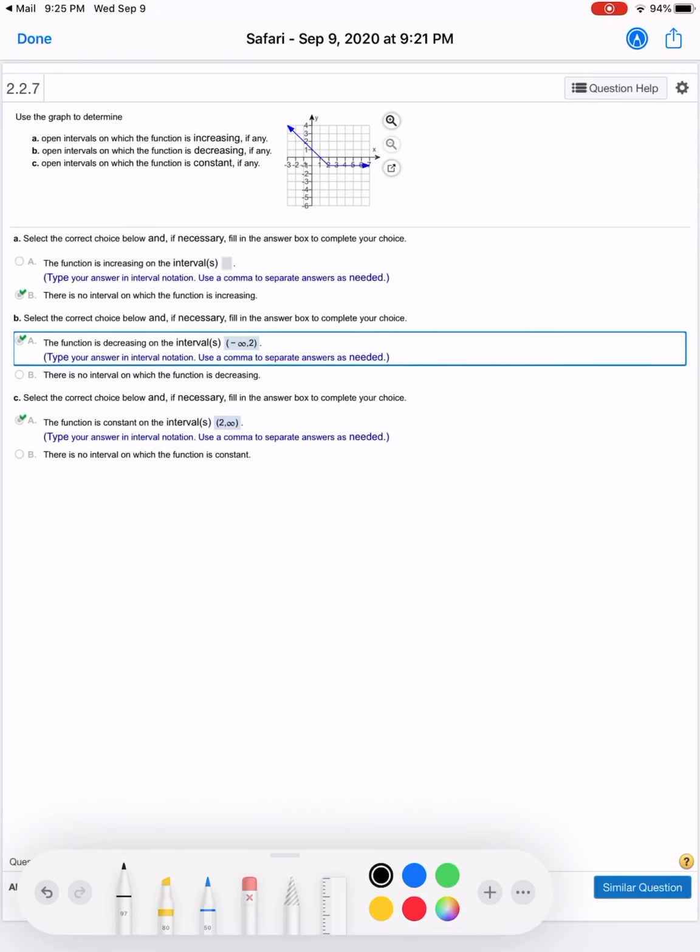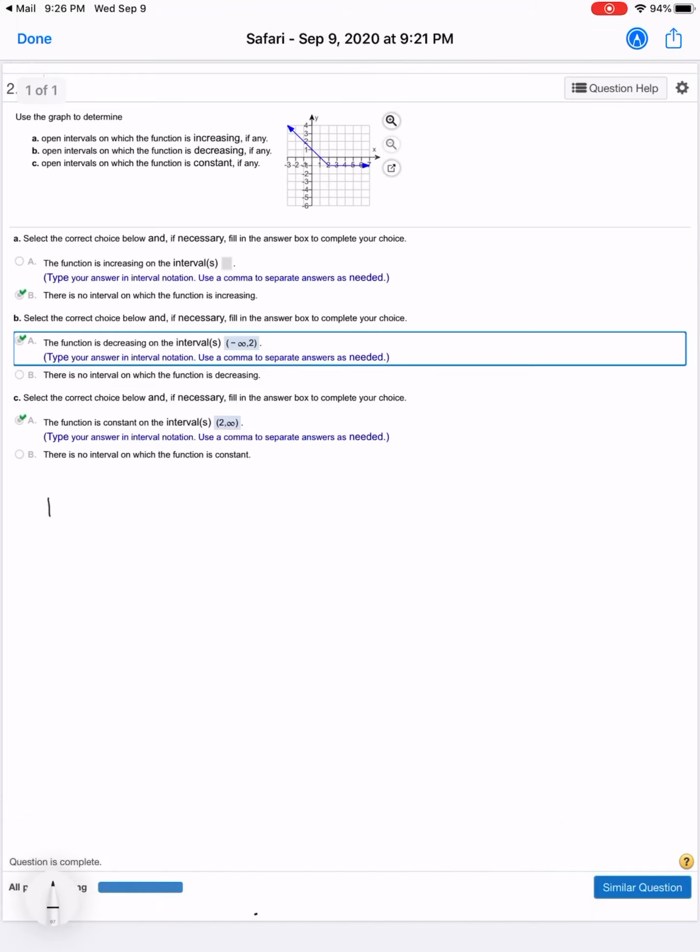So when we talk about increasing, decreasing, or constant, what we're looking at is the direction that the function is traveling. When we read functions, we go left to right. We say that a function is increasing if, when we move left to right, the y values get larger. What that means is our function has a positive slope, and it looks kind of like this, where the direction of the function is going upward.